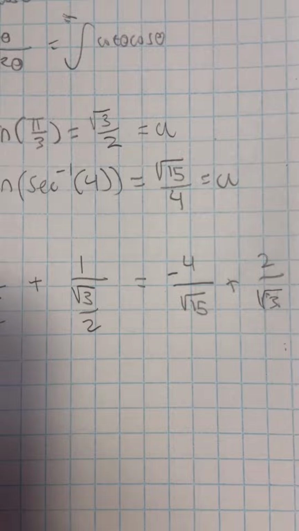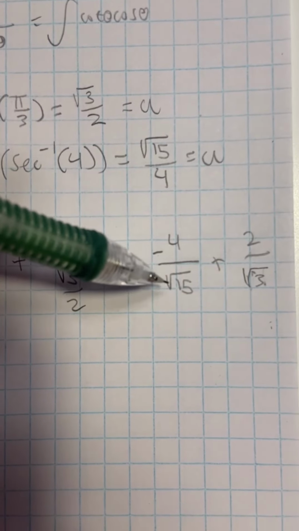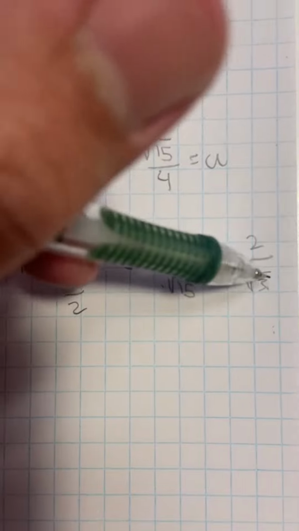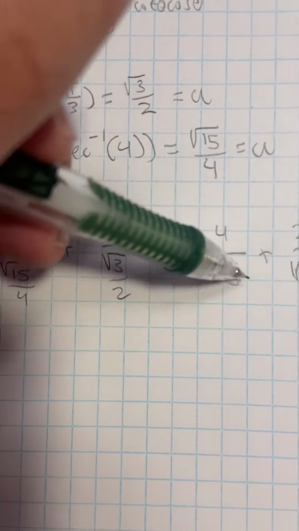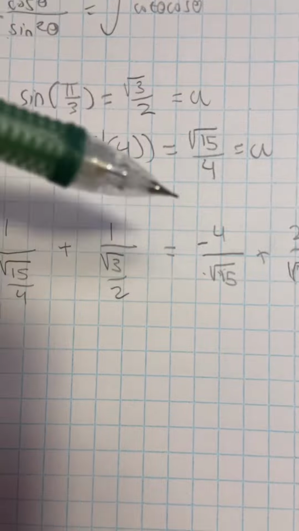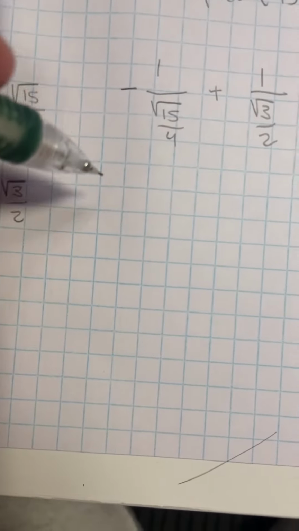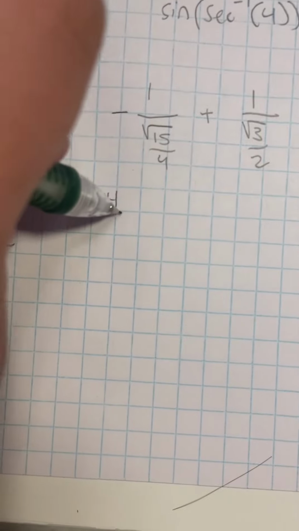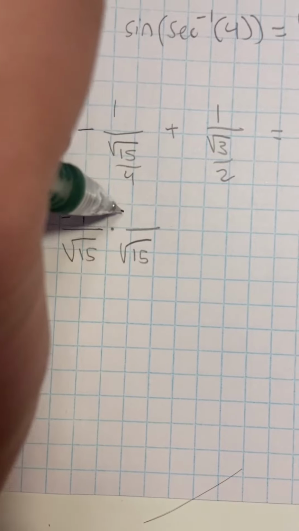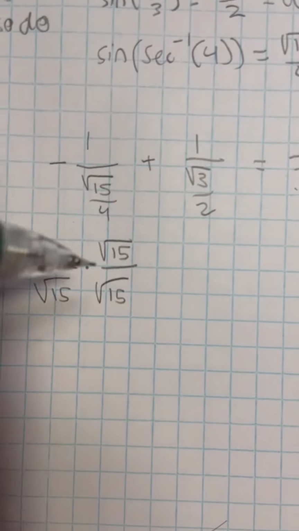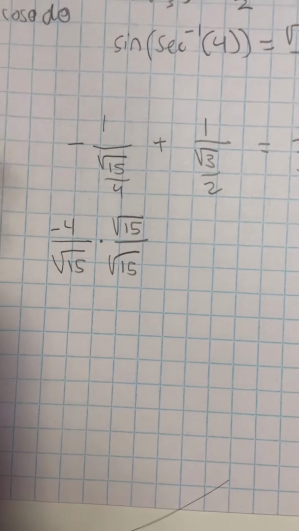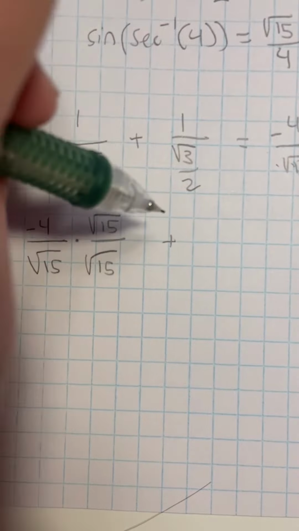So now we need to rationalize the denominators because we have radicals in the denominator. So we're going to multiply these by their denominator. So we're going to multiply negative 4 over the square root of 15 by the square root of 15 over the square root of 15, which is actually a fancy way of saying 1. I'm sure you've seen this in other problems. And then it's going to be plus 2 over the square root of 3 times the square root of 3 over the square root of 3.